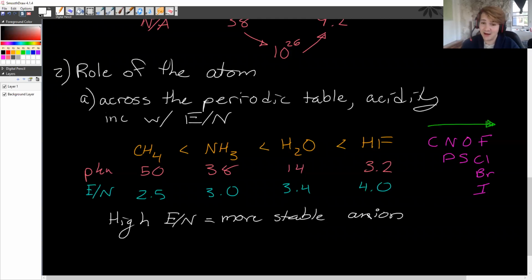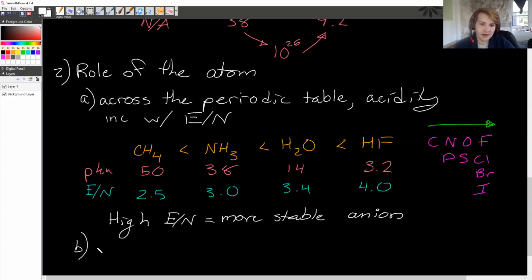So if the anion, the negative charge, is on a stable atom, it's totally fine. It's happy to give up the proton. It doesn't mind at all. It will happily get rid of it and then move on with its day. Does this make sense? Pretty straightforward, kind of. We're going to do a bit of practice after as well.